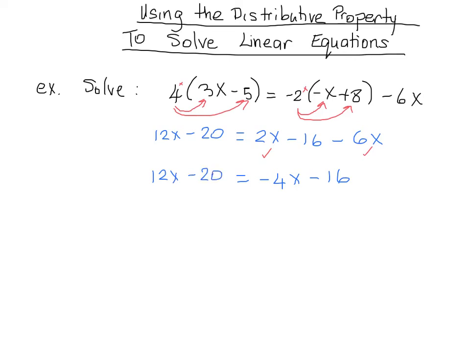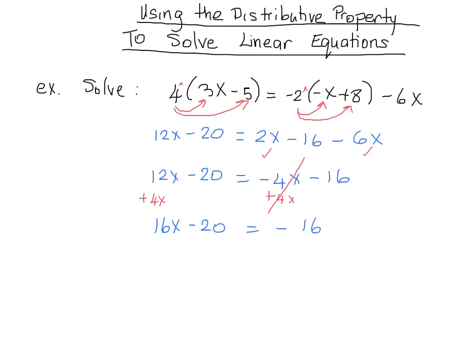Now, this is starting to look a lot more familiar. So we want our x's on one side, and we want our constants on the other side. And since I like to keep things positive, as I've already said in another video, I am going to add 4x to both sides. And by adding 4x to both sides, it gets the x away from this side and pulls it over to this side. All right, so on the left side, I have 16x minus 20 equals negative 16.